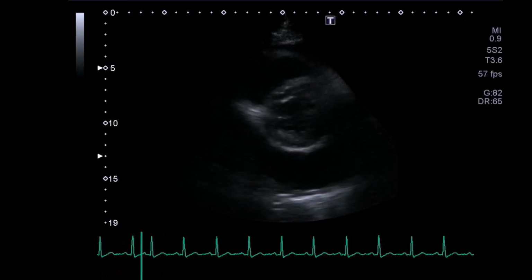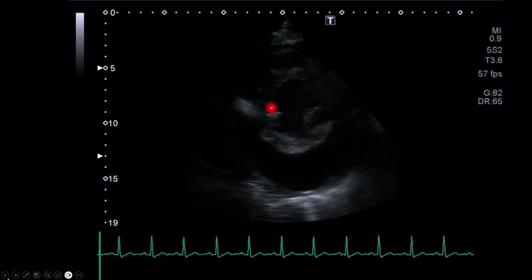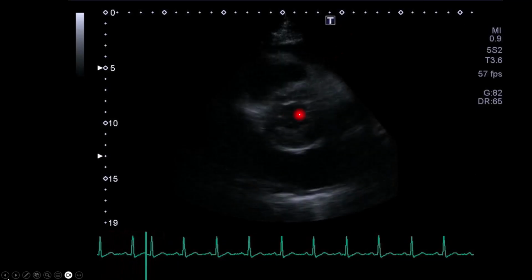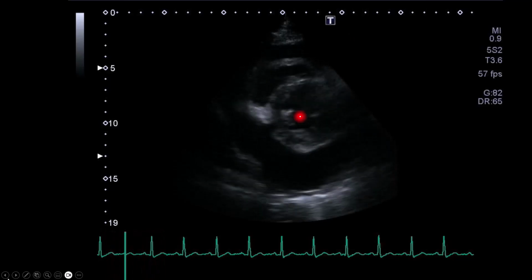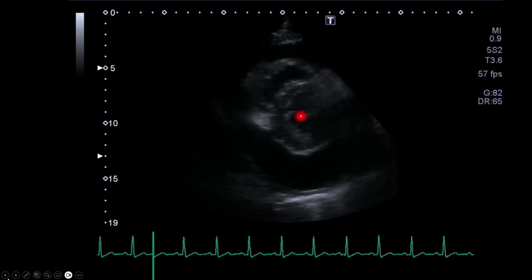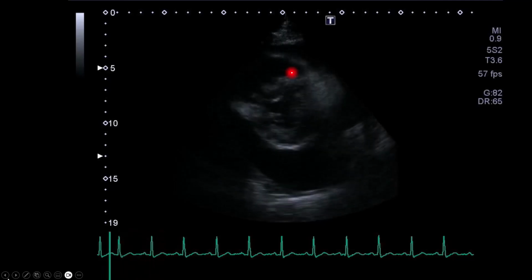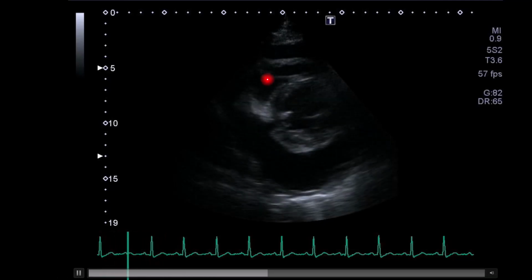Okay, next clip. We are here at the short axis. We see the left ventricle here. It is almost at the mitral valve level, but has already slid towards the papillary muscle. So it is not a perfectly adjusted position. And up here, we have the right ventricle. Here we see the transverse moderator band.